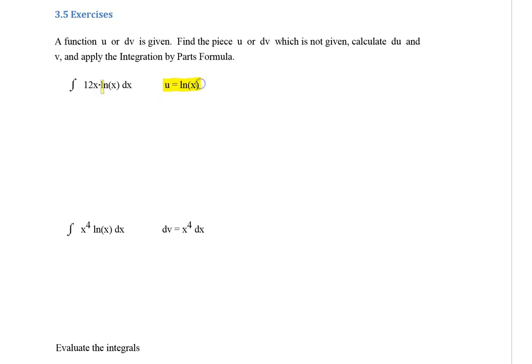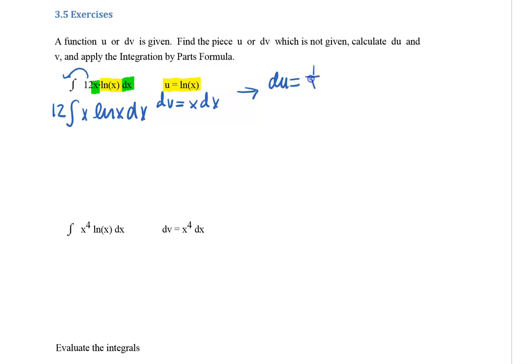If u is equal to ln x, then that means we need the remaining part to be our dv. Now I am going to go ahead and put that 12 out front so we don't really have to deal with it right now. So this is going to be 12, the integration of x ln x dx. So if u is ln x, then dv is x dx. When we come over here, we're going to find du by doing derivative, so that would be 1 over x dx. And we are going to integrate dv, so take it backwards.